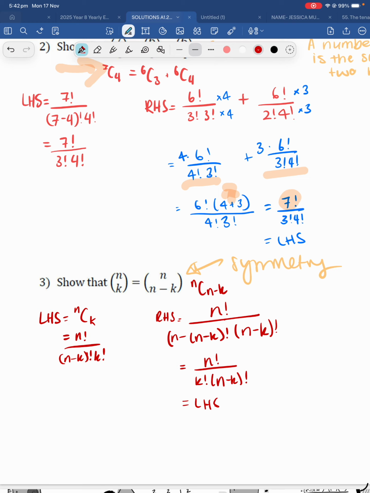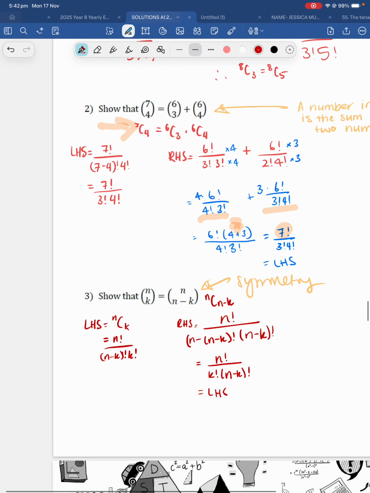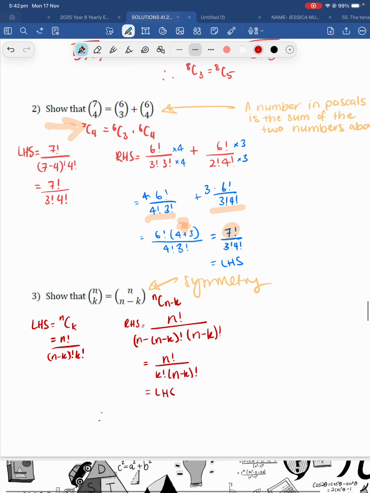Sub it into my combinations formula, being very careful when I sub it in. N minus n cancels each other out. So negative and negative make positive, k factorial, n minus k factorial, which is equal to the left-hand side. I should then write a therefore statement. Therefore, n choose k, I always go to write it as a fraction, is equal to n choose n minus k.